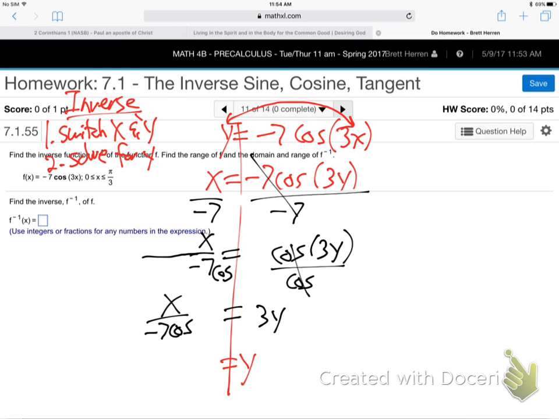Remember, it's not multiplication. Samantha said it well. Even though there are parentheses, that's what throws us off. We see parentheses and think, well, it's times. Those parentheses don't mean multiply. It's not cosine times 3y. It's cosine of 3y. In other words, it's like a function. I mean, it is a function. It's like f of 3y.